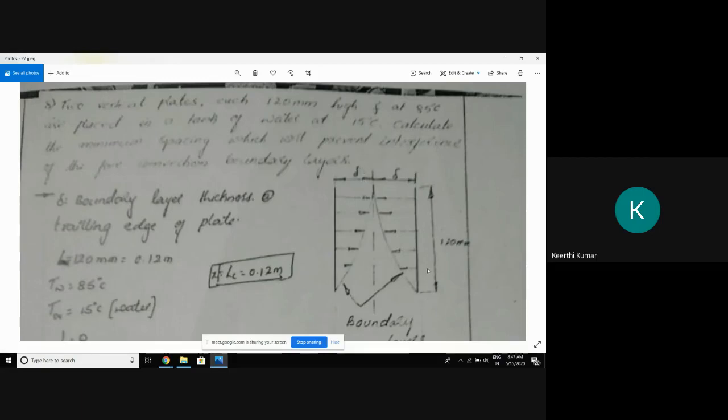That means the length of the plate is 120, but this delta will come only at a distance of x. So you should find out first the value of x and then the delta at that x. At that x, what is the delta? That you have to find out. Okay. Any doubts?